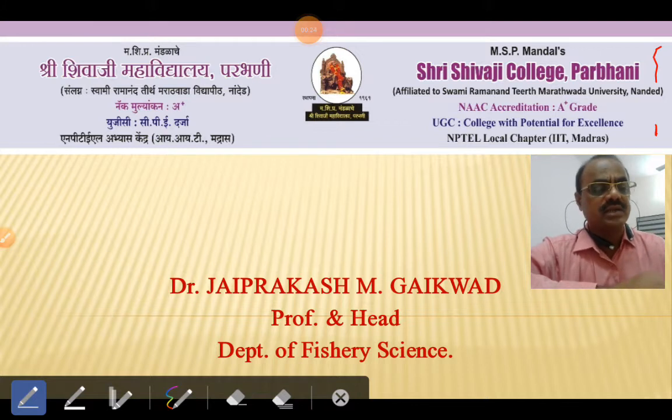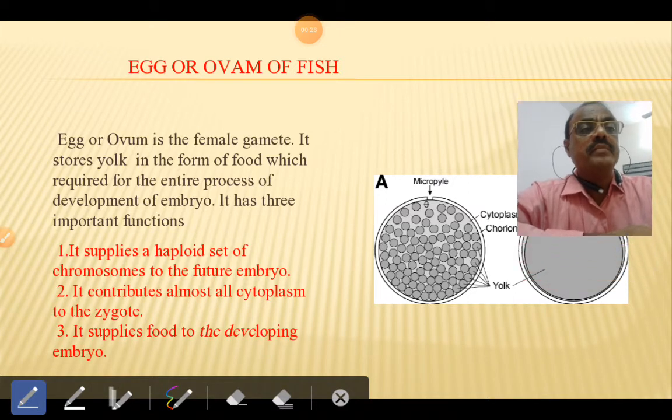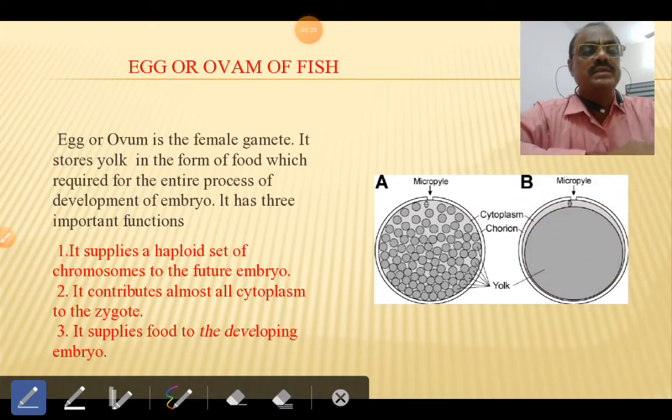Now let us start. Before starting the types of eggs, I would like to explain what is an egg or ovum. Egg is also called the ovum. Egg or ovum is nothing but a female gamete. In the egg, you will find a yolk, and yolk is a form of food which is required for the entire process of embryo development.